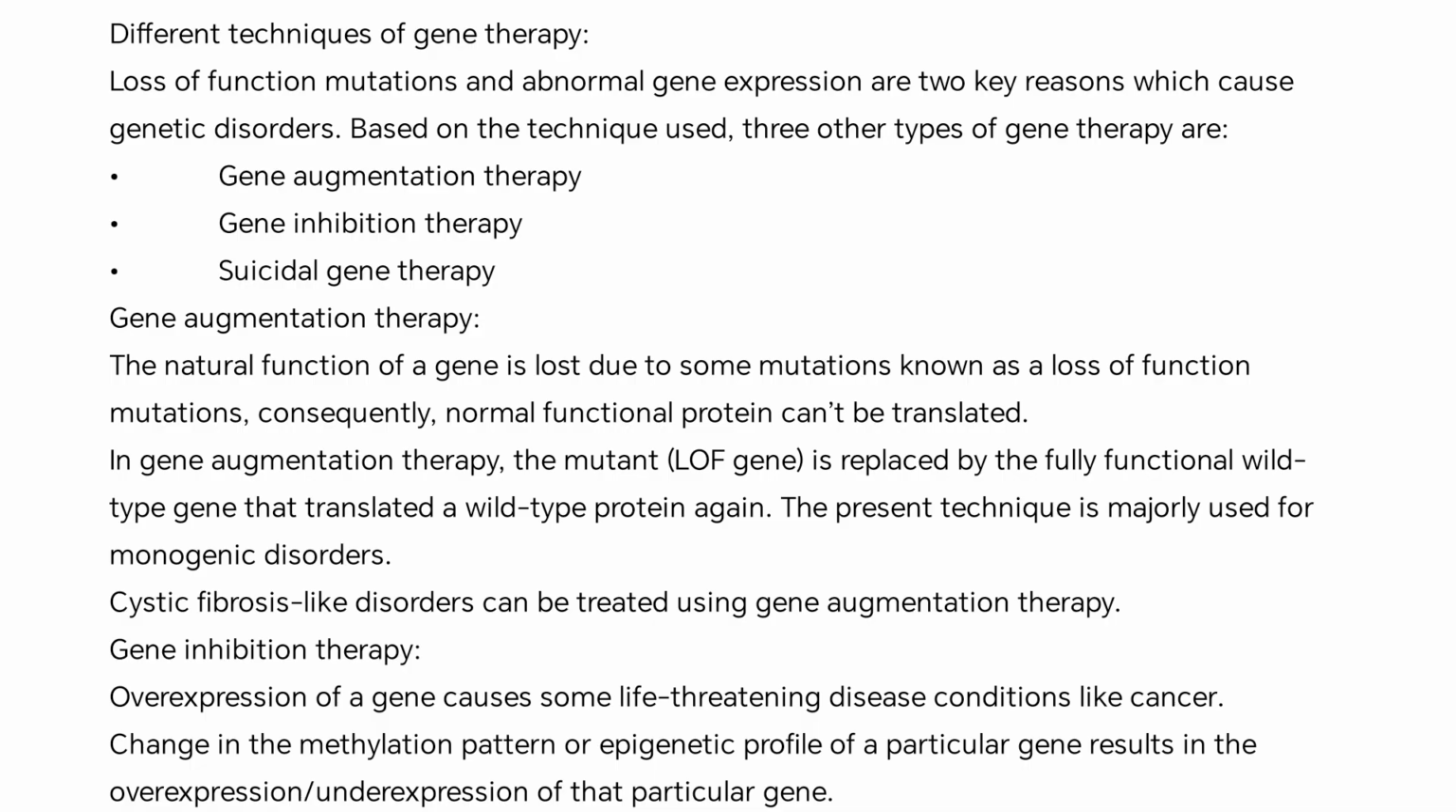The natural function of the gene is lost due to mutation, a loss of function mutation that is taking place. What happens is the normal protein cannot be translated. In the augmentation process, we replace it with a fully functional wild type, that is the normal type of the gene, that produces the correct protein without any defect from this disorder. This is the majorly used monogenic disorder treatment procedure. Especially disorders like cystic fibrosis can be treated using gene augmentation therapy.